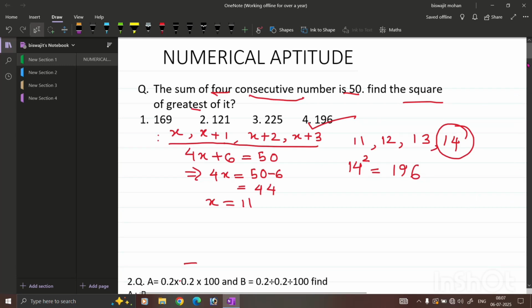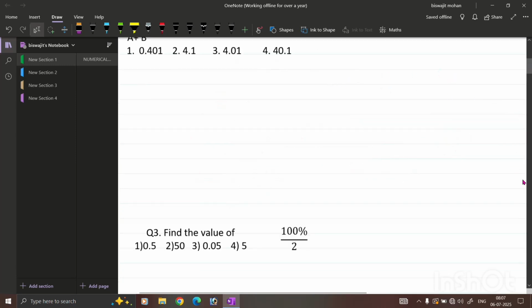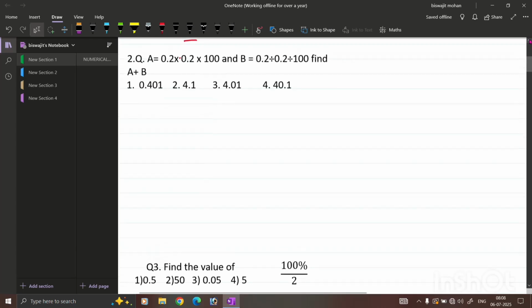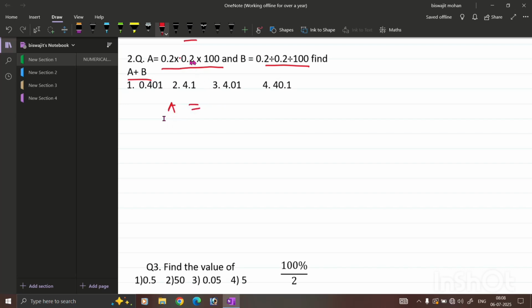Here the second question is: a is equal to 0.2 into 0.2 into 100, and b is equal to 0.2 divided by 0.2 divided by 100. So what is the value of a plus b? So we know that a is equal to 0.2 into 0.2 into 100, that means 0.2 into 0.2 it is 400, and the decimal is 1 digit and 1 digit, 2 digits. So we put the decimal point here.